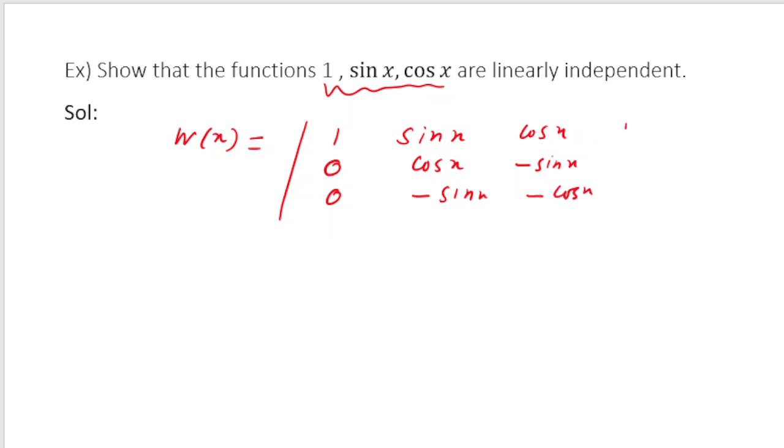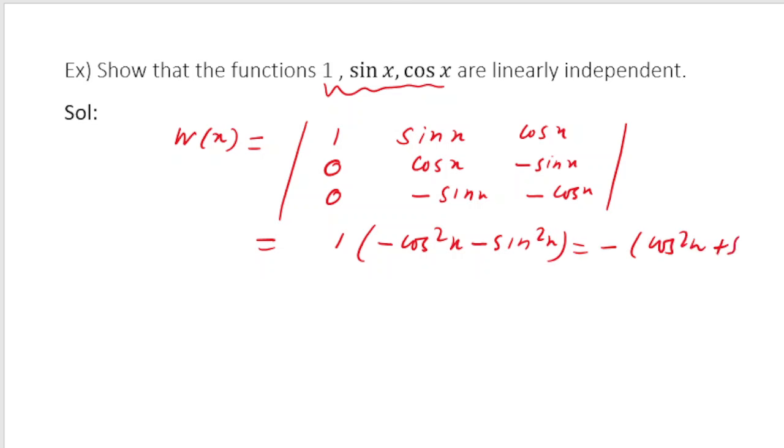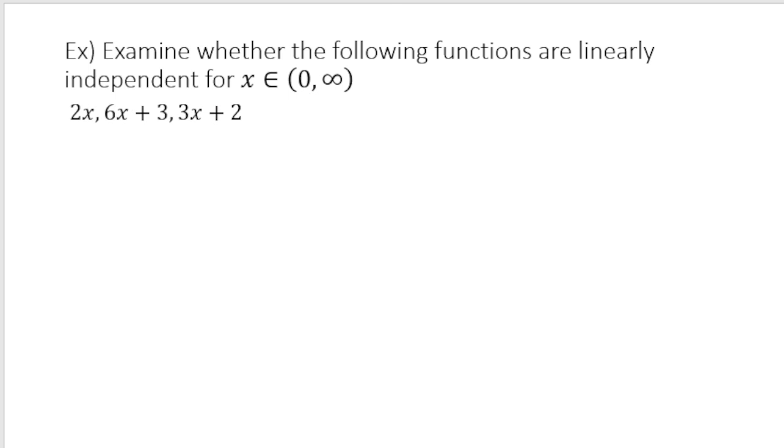So 0, cos x will give me minus sin x, and minus sin x will give me minus cos x. So if I expand it about the first column, I will take 1 and I will get minus cos square x, and this will become plus, so it will become minus sin square x. So we got minus cos square x plus sin square x, and this we know is equal to 1. So we got minus 1, which is not equal to 0. In the exam sometimes they ask you to calculate the Wronskian. So we can calculate it like this, and since it is not equal to 0, these are linearly independent. If the Wronskian becomes equal to 0, then it becomes linearly dependent.